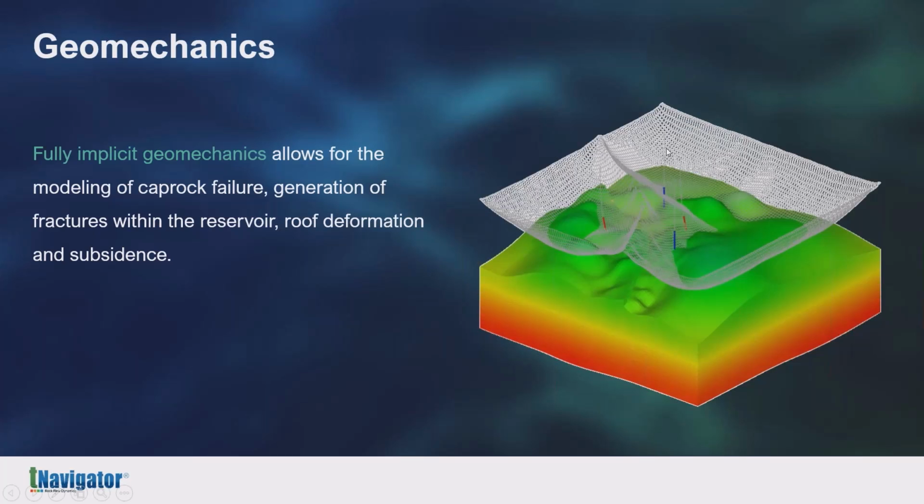So over here, we have an example of a roof deformation surface, which is exaggerated just to make the point here, where you can see subsidence in certain areas and elevation in other areas.